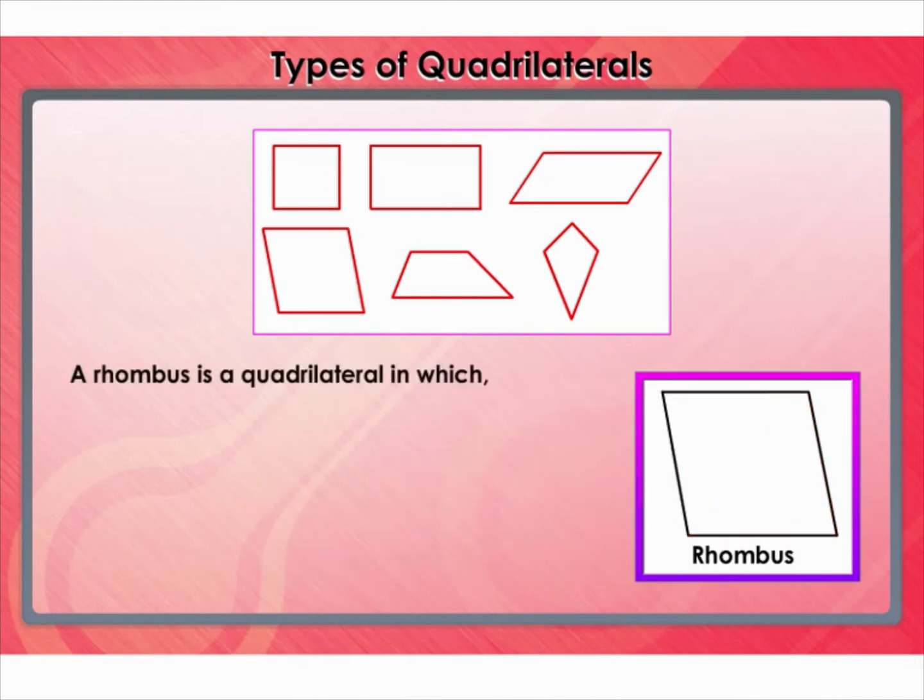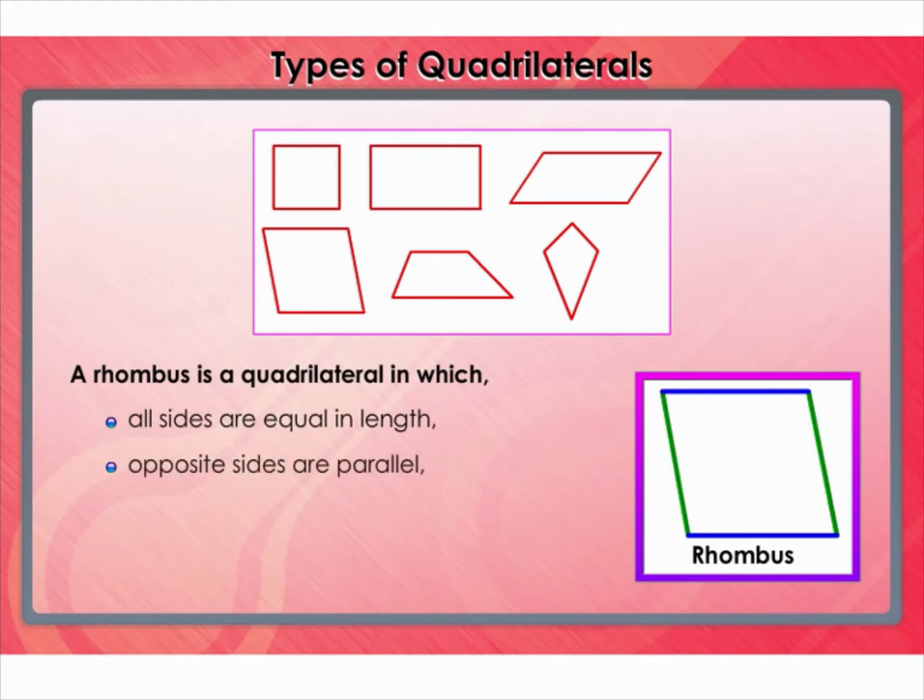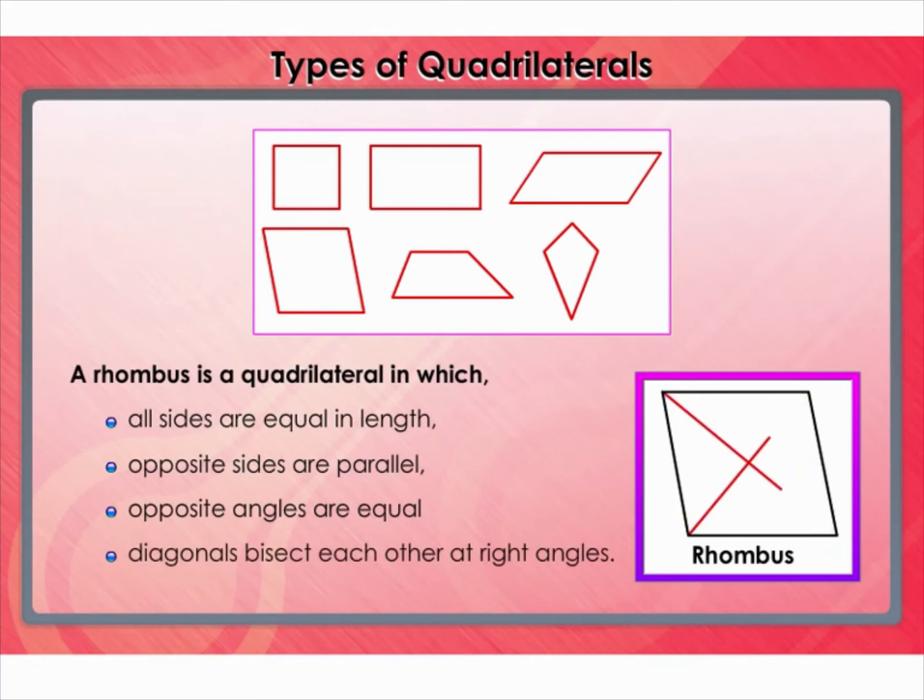A rhombus is a quadrilateral in which all sides are equal in length, opposite sides are parallel, opposite angles are equal, and diagonals bisect each other at right angles. Thus, we can say a square is a rhombus in which each angle measures 90 degrees.